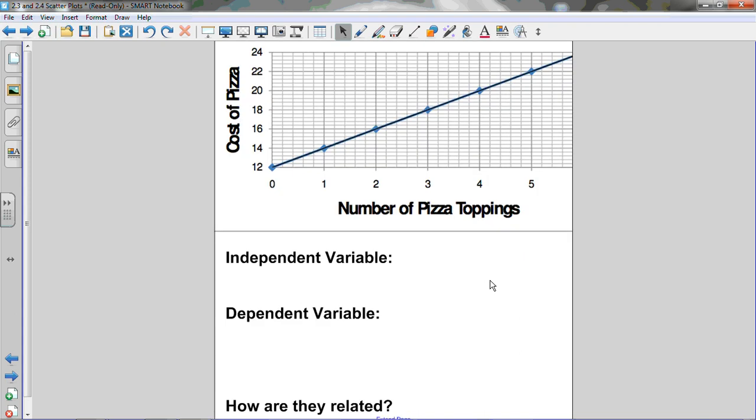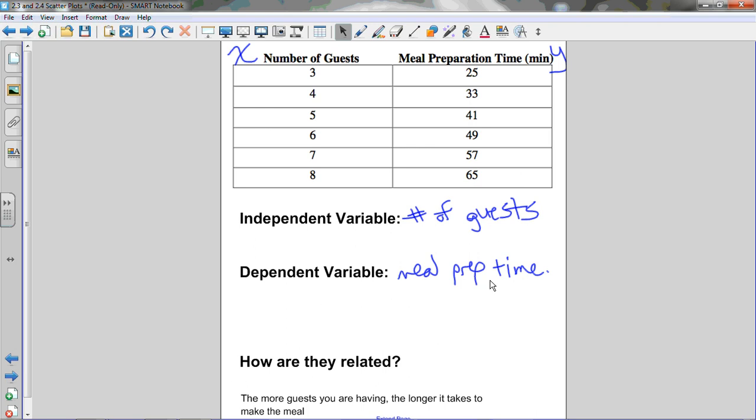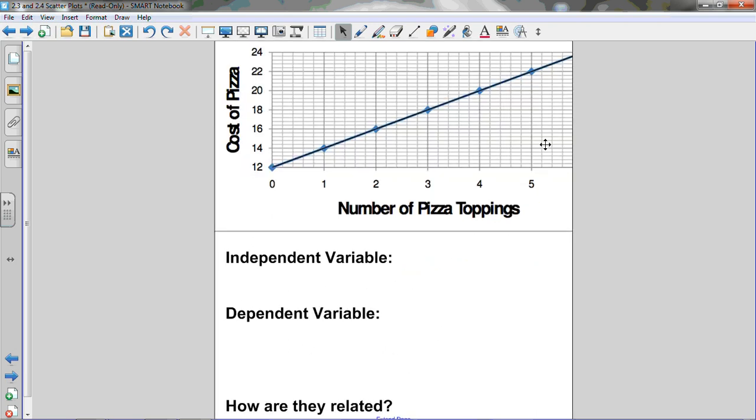All right. Now let's look. So in the previous two, we had a table with the information. Now let's look at if we're given the graph. Okay, I'm given a graph of information here. On the graph, I have a number of pizza toppings and cost of pizza. So those are my two variables. I need to figure out which of those variables is independent and which is dependent.